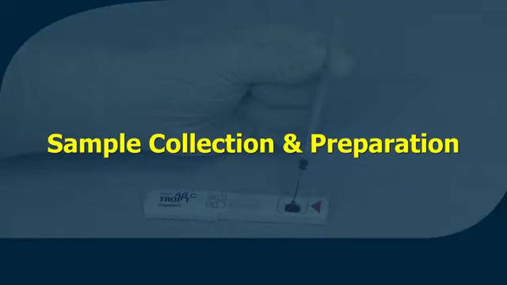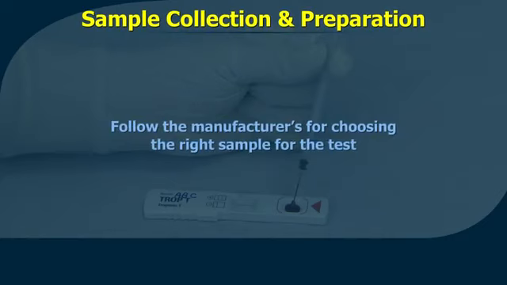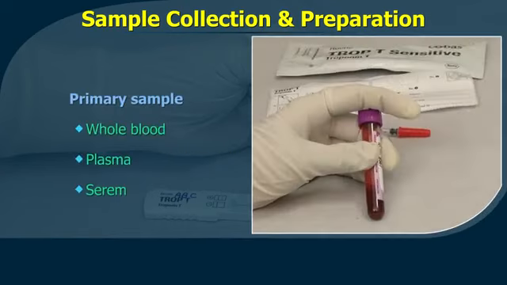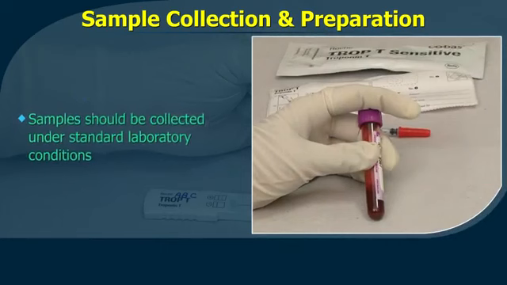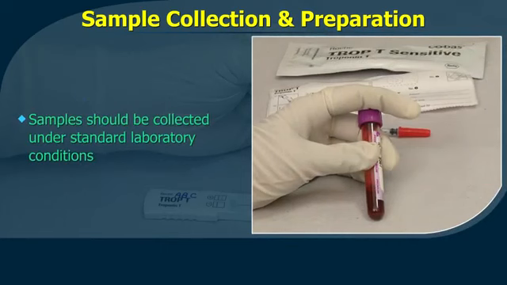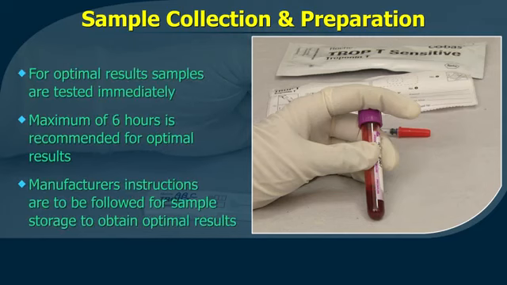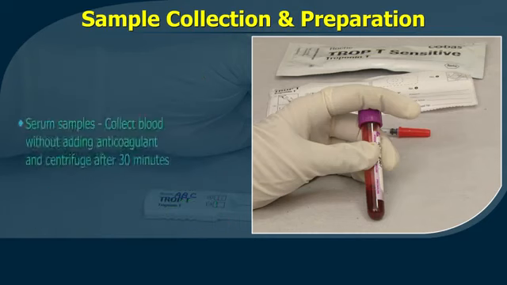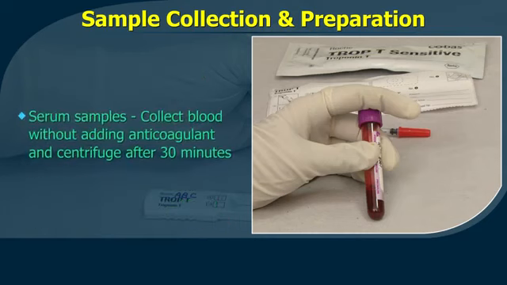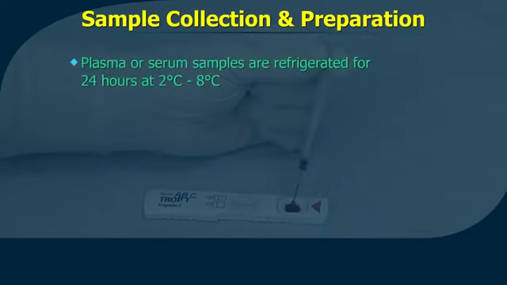Sample collection and preparation. Follow the manufacturer's instructions for choosing the right sample for the test. In this demonstration, we will be using an EDTA whole blood venous sample. The samples should be collected under standard laboratory conditions. Optimal results are obtained when samples are tested immediately after collection. If serum samples are used, collect the blood in a tube without anticoagulant and allow clotting. Plasma or serum samples may be refrigerated for 24 hours at 2 to 8 degrees centigrade.